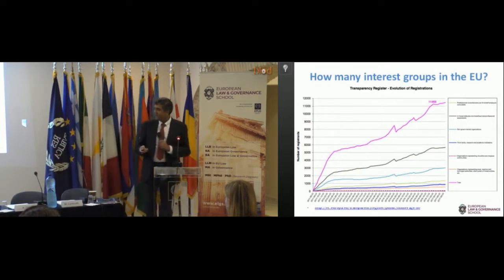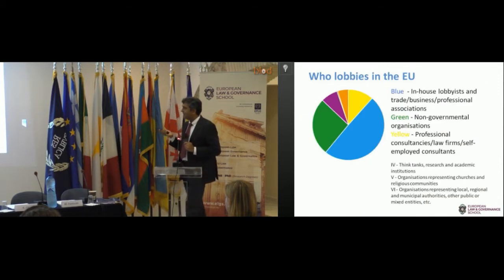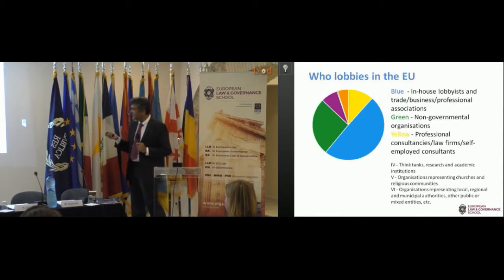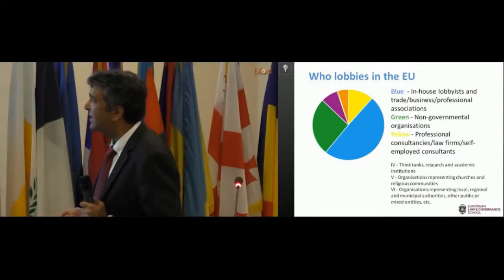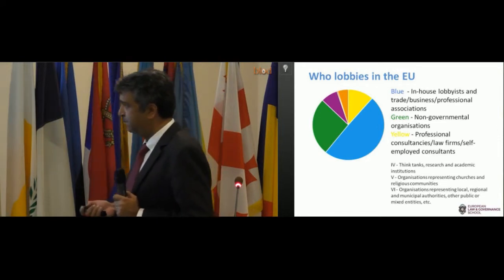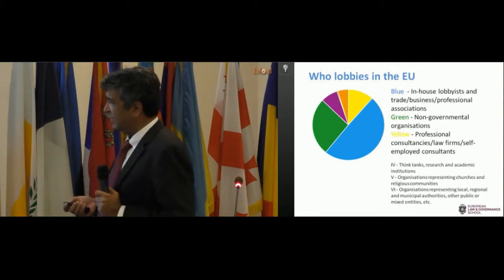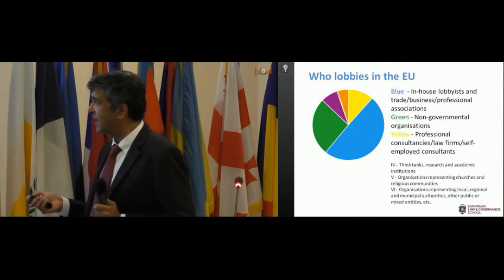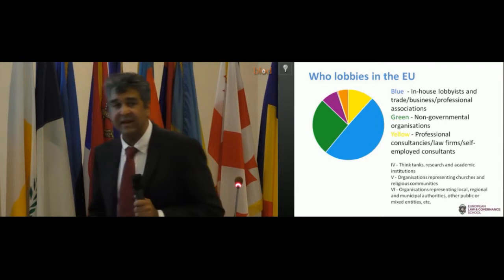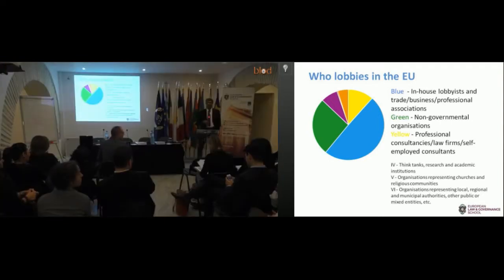I guess a more telling graph is a pie chart of who lobbies the EU today. This is effectively the same thing at the end of that time series, but in a more pie graphical representation. We see the blue here, in-house lobbyists and trade, business and professional associations, effectively are around half. Non-governmental organizations are around a third, a little bit more than that, and professional consultancies are here. And then you see in the other parts of the pie graph the other different organizations that are registered in the EU.